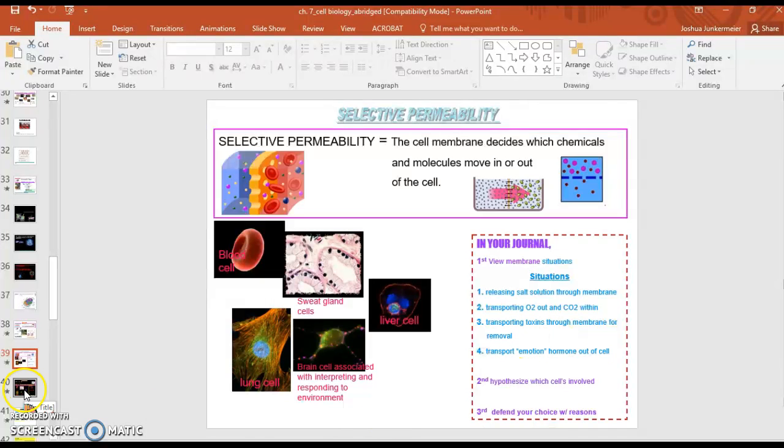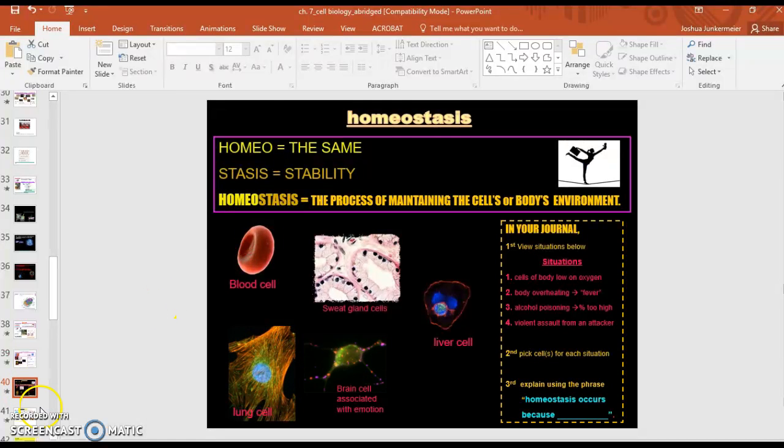So let's move on to slide 40. On slide 40 we have a new vocabulary word. It's called homeostasis. And homeostasis, well, homeo means the same. Just like when you hear, HOM tends to mean the same. So if you hear homosexual, it means someone prefers the same gender. Homeo, similar word, means the same. Stasis means stability. Something is stable, it doesn't change. So, homeostasis, when you put it together, means the process of maintaining the cell or body's environment.